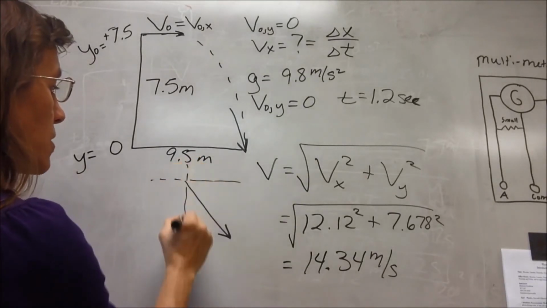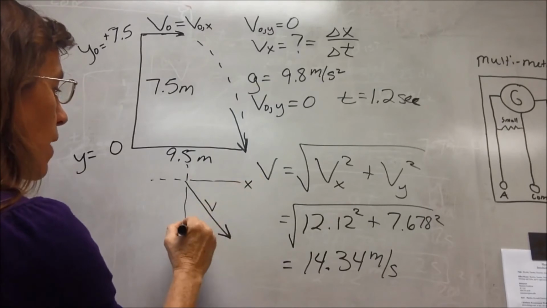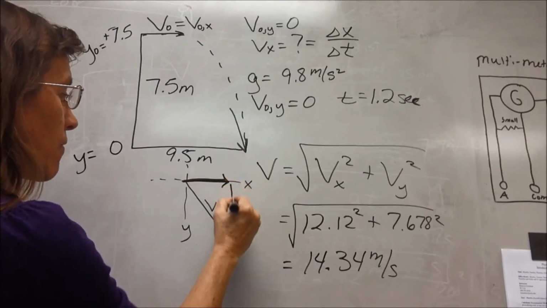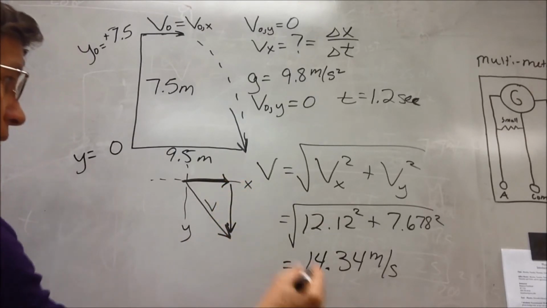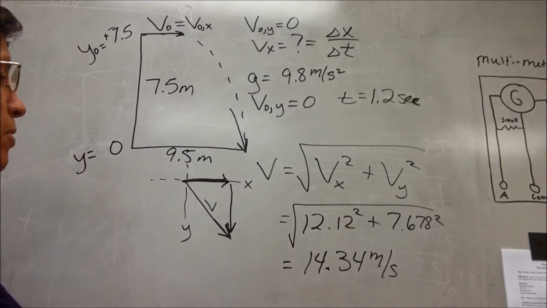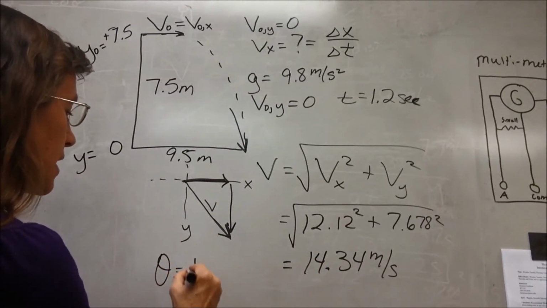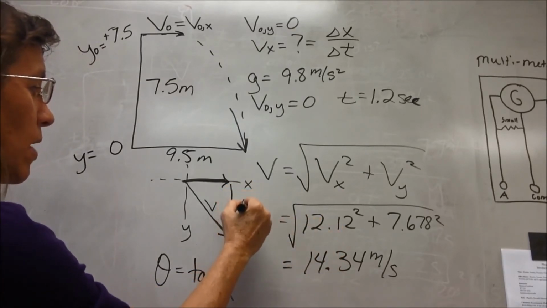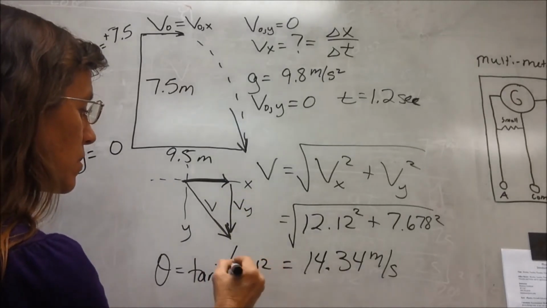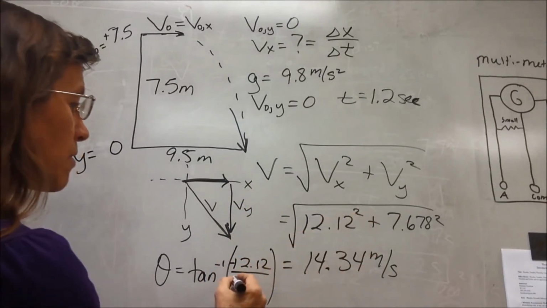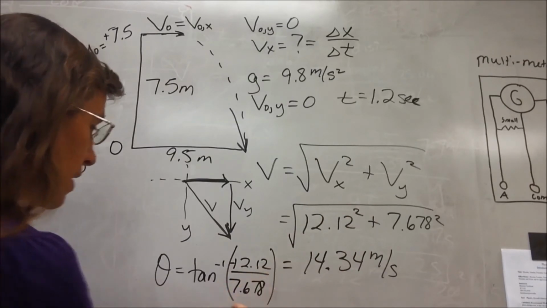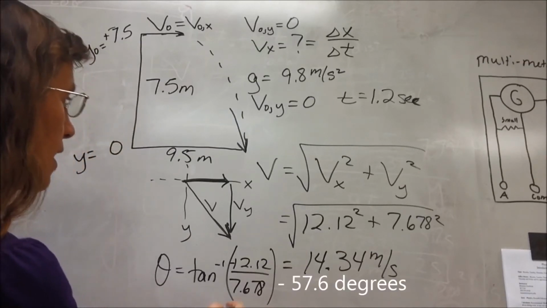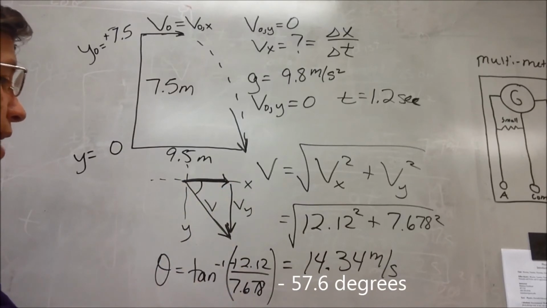So if I superimpose this final velocity onto an xy coordinate plane, we have our positive x velocity just like this, and we have our negative y velocity just like this. The size of this is 14.34 meters per second. The angle that it hits at is the inverse tangent of the opposite side, the velocity in the y, negative 12.12, over 7.678. And we end up getting negative 57.6 degrees, which tells us that this thing would be below the axis just like that.